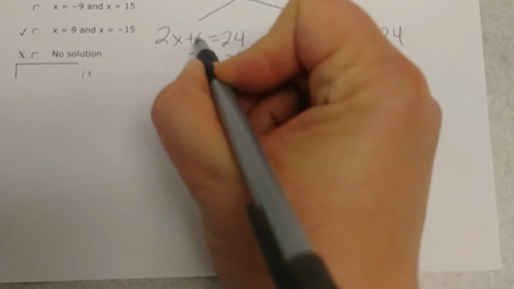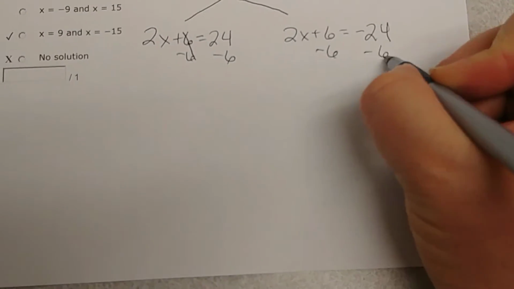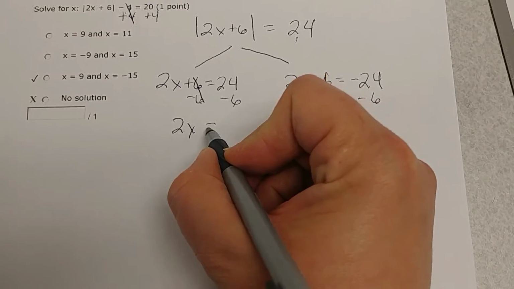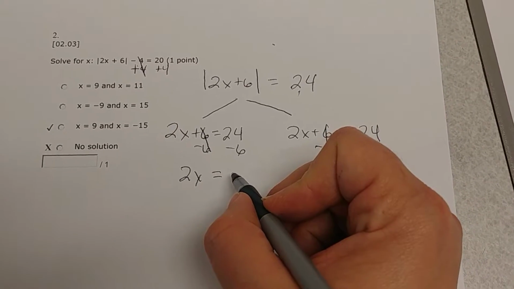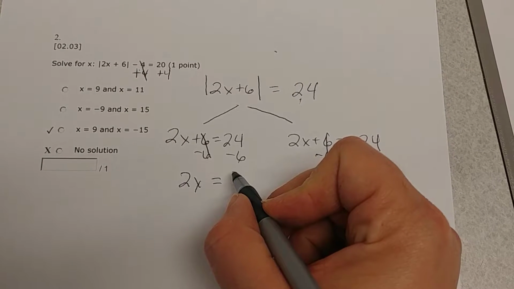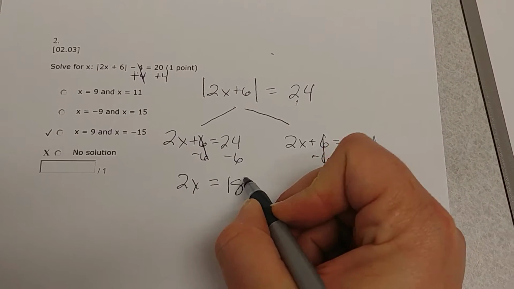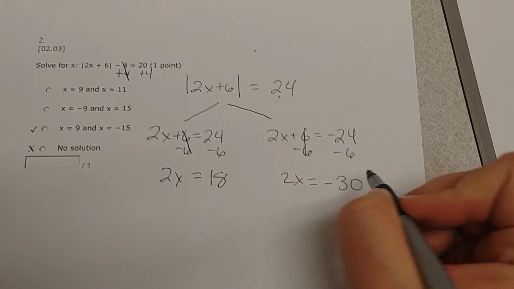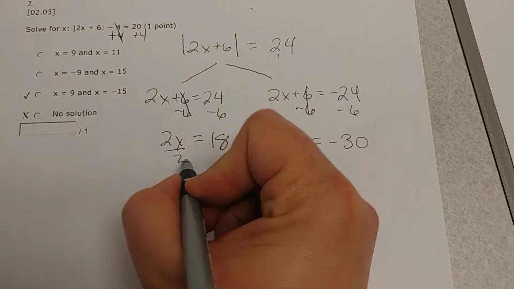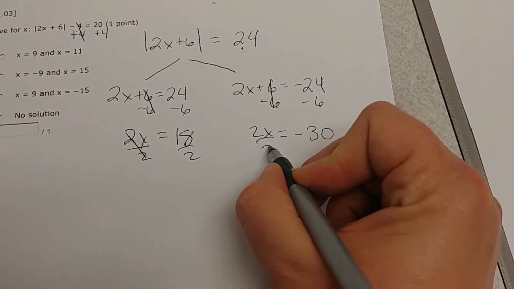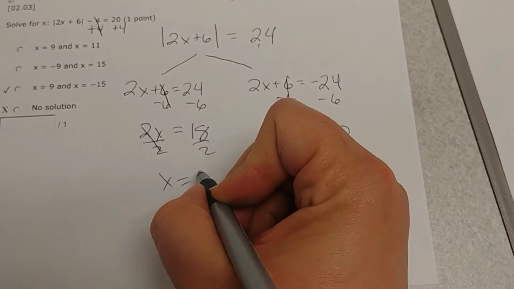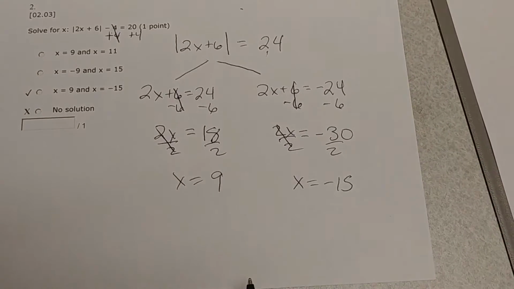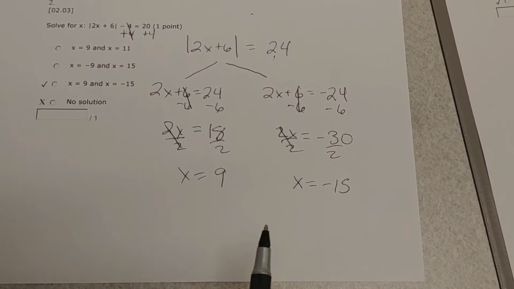So I minus 6 from both sides, and I can actually solve these at the same time since I'm making the same motions. This one will give me a 2x equals, and that's going to be what? Minus 18. And this one's going to give you a 2x equals a negative 30. And then my last step is to divide by 2. And when I do that, I get x equals 9, or I get x equals negative 15. And there are my 2 answers for this problem.